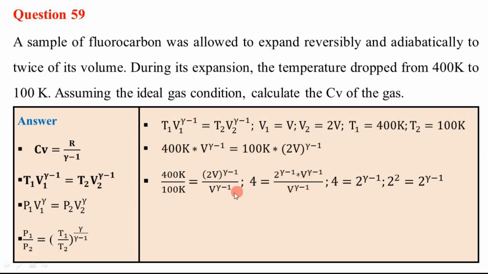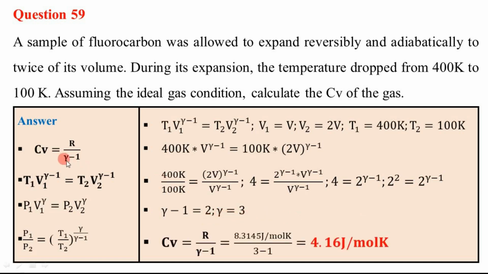So then you have V^(gamma-1) and V^(gamma-1), they cancel. We get 4 equal to 2^(gamma-1), then 2^2 equal to 2^(gamma-1), and here the 2s cancel. We can say that gamma minus 1 is equal to 2, then gamma equals 3. After getting the gamma, we replace the gamma here, then we get Cv equal to R over gamma minus 1. We get the value of Cv that was asked.